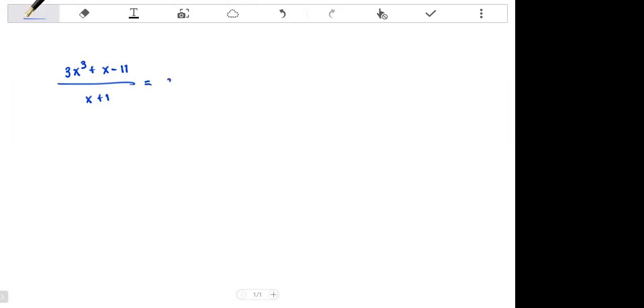3x squared minus 3x plus 4 plus negative 15 divided by x plus 1. Good job. Okay, I think everybody grasped the gist of how to do this. So let's move on to a word problem.